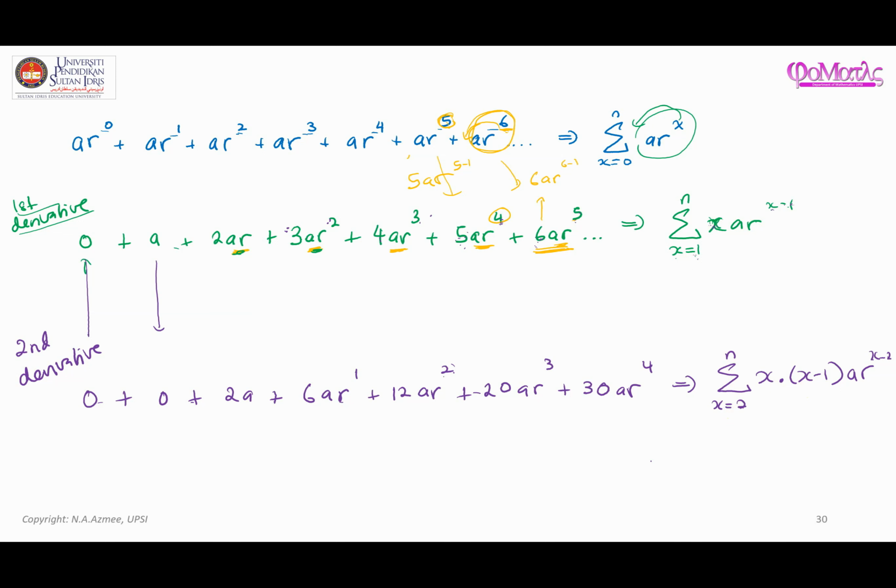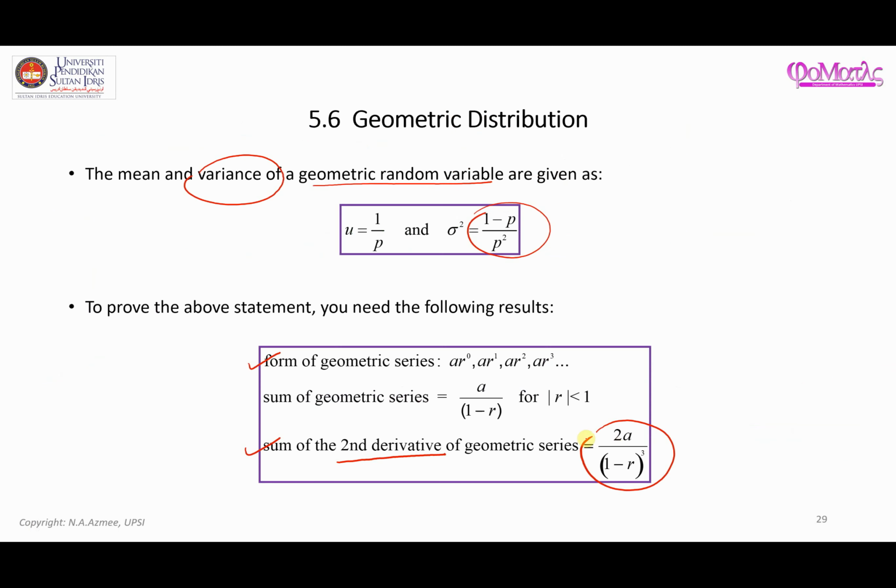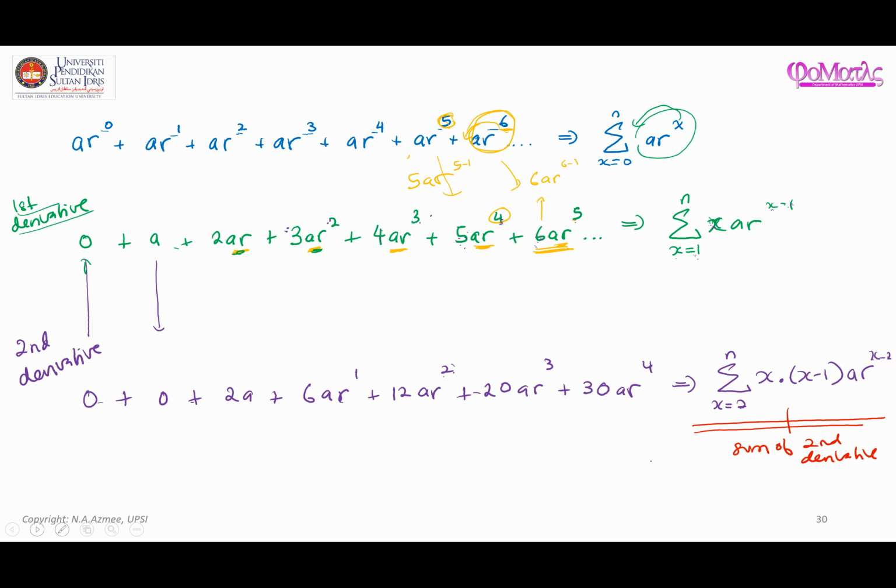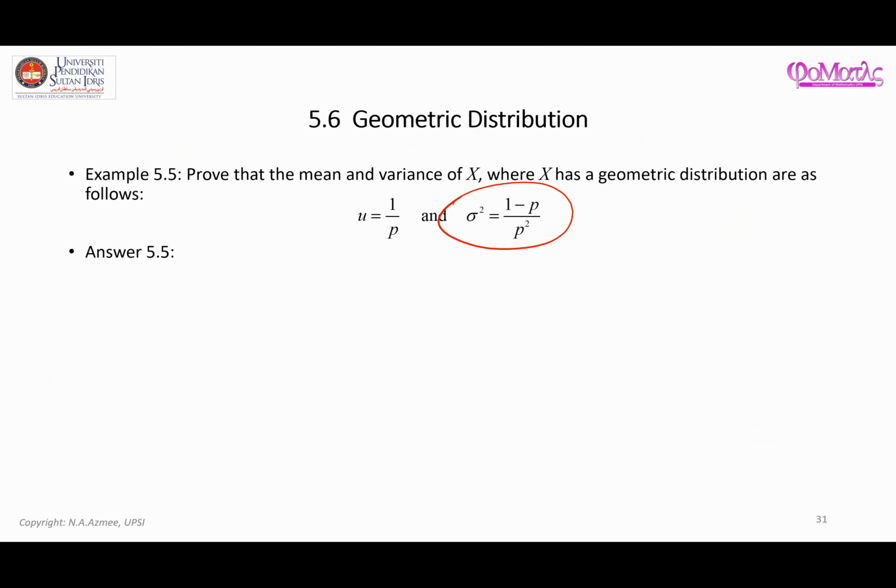Now just bear in mind this is the sum of the second derivative, and to get the sum of it we can apply this formula here, 2a over 1 minus r to the power of 3. Okay, now we are ready to show how to prove that the variance is given by this formula here.